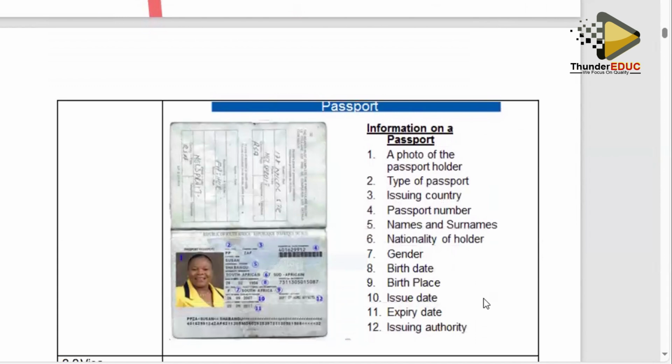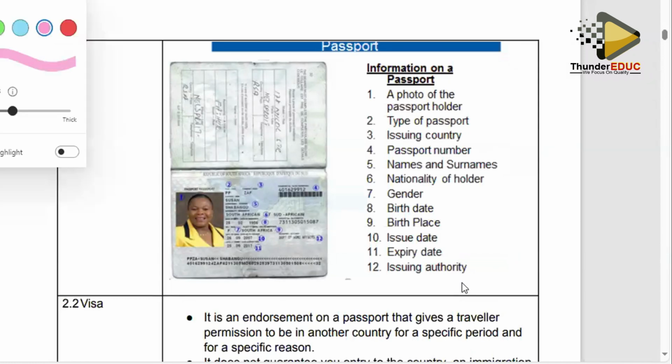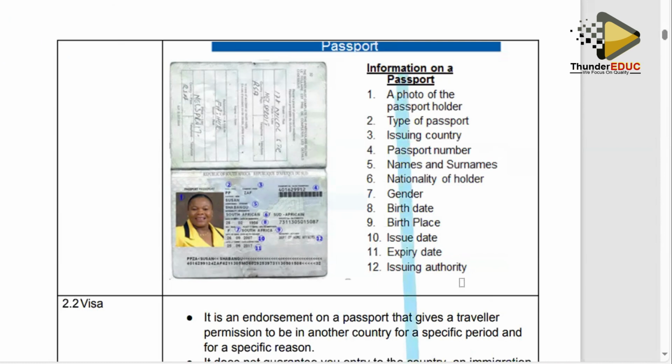Then in addition to that, on 2.1.2, we also need to do a recap of the information found on a passport. The visuals appear there. We actually have 12 categories of information which appear on a passport. Just to recap, we have the photo of the passport holder. A photo is the first thing which we need to include there.